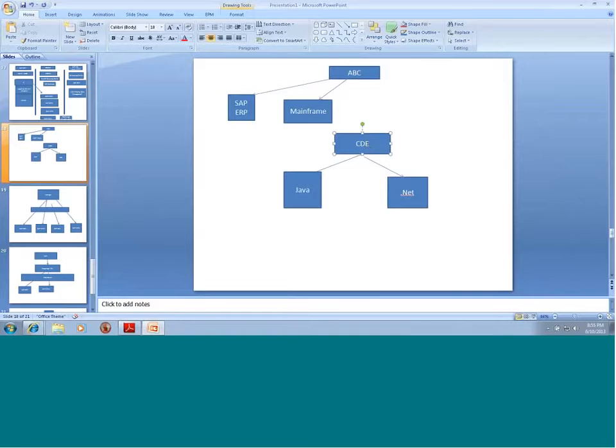So there are two options that ABC can do. ABC can completely scrap the applications that were created by company CDE, that is Java and .NET, and spend a lot of money recreating this information in either the SAP ERP system or in the mainframe system. That is one option. The other option is to look at the existing ERP and mainframe system and the Java and .NET applications and see how they can be integrated.